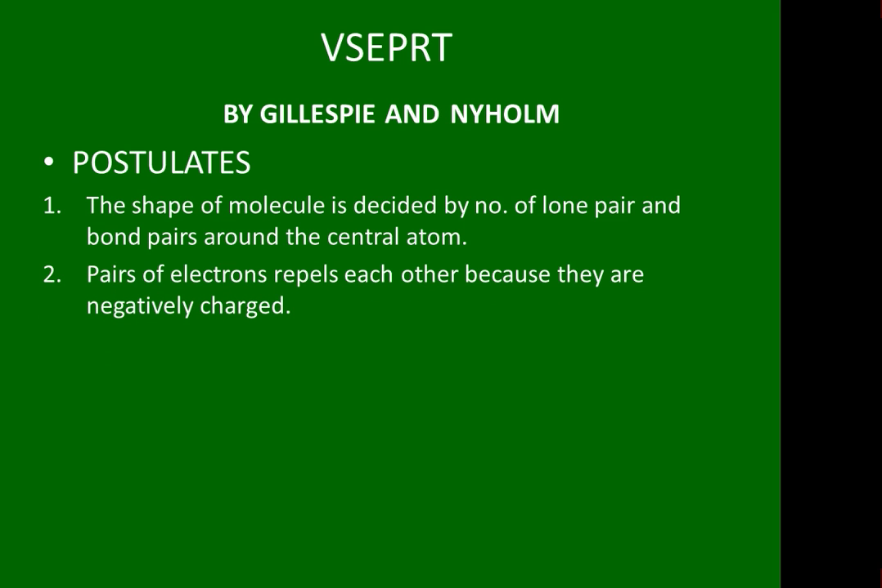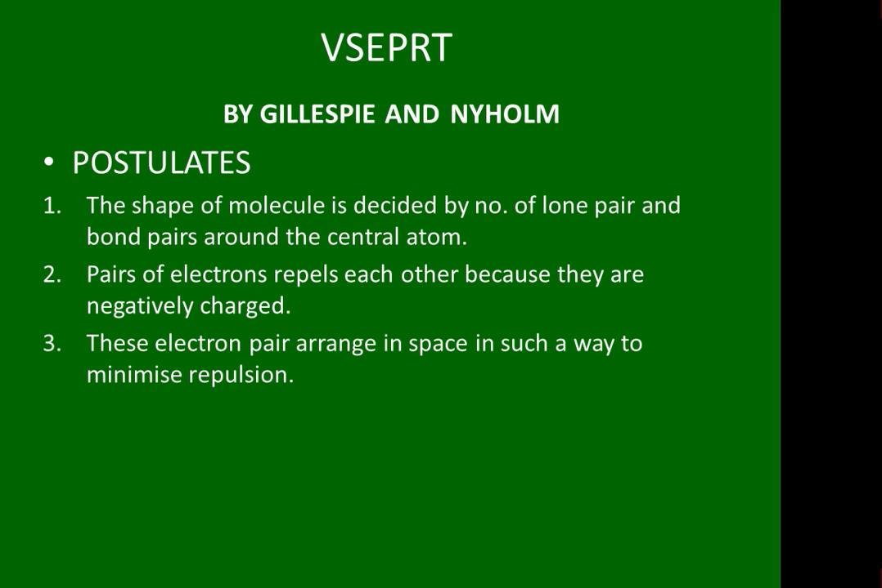The second one is that pairs of electrons repel each other because they are negatively charged. If you see electron pairs, then there are two kinds of electron pair. One is lone pair, another is bond pair. Both pairs contain electrons, and electrons have negative charge. If both have negative charge, then repulsion exists.